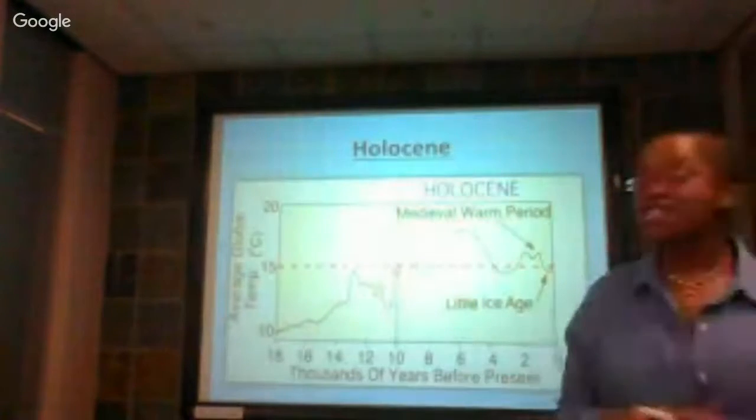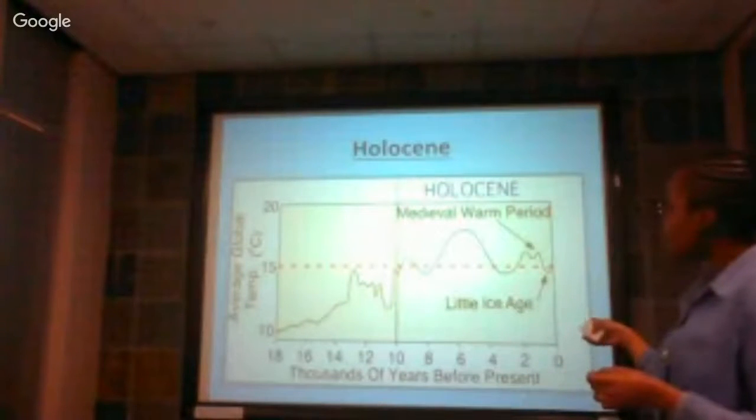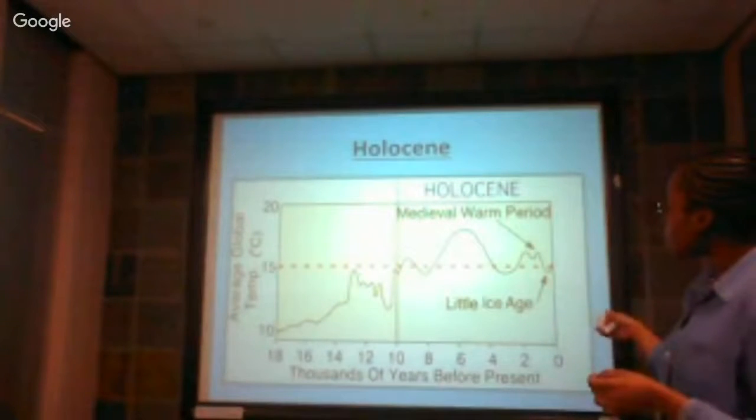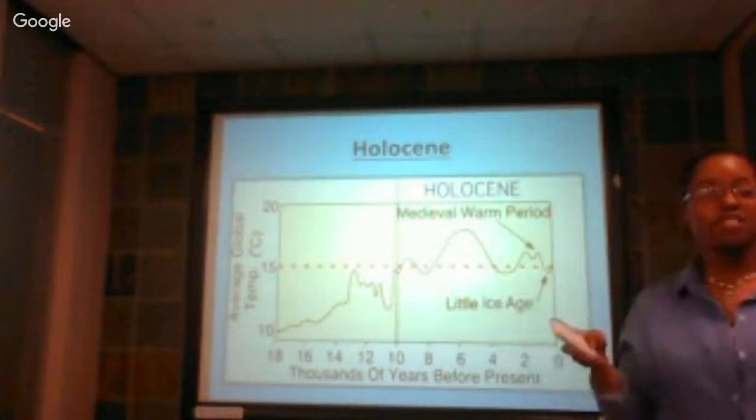The Holocene period. Now, this graph shows a period before the Ice Age. The Holocene period was when there were massive changes to Earth, but Earth was still stable. So there was still stability on this planet.